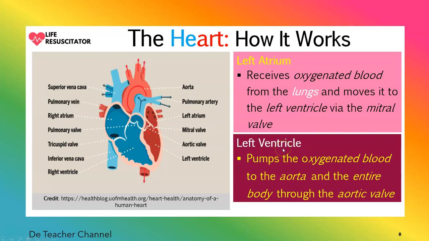So what was the work of the left ventricle? The left ventricle, that big muscular chamber of the heart, what does it do? This is the one that pumps the oxygenated blood to the aorta and the entire body through the aortic valve. The left ventricle does the hardest job of pumping systemically, all over the body. This happens without us knowing. Involuntarily it happens. That is the basic function of the heart.